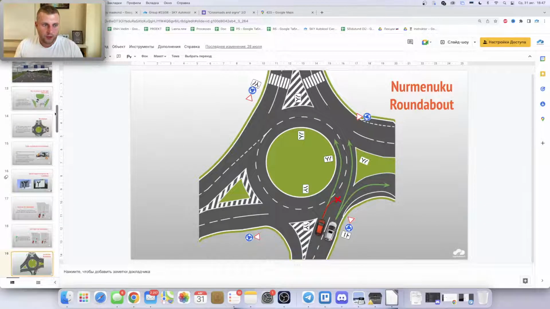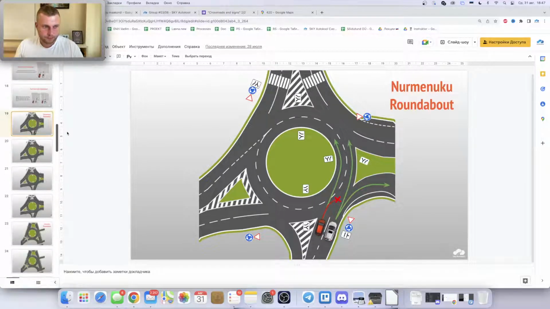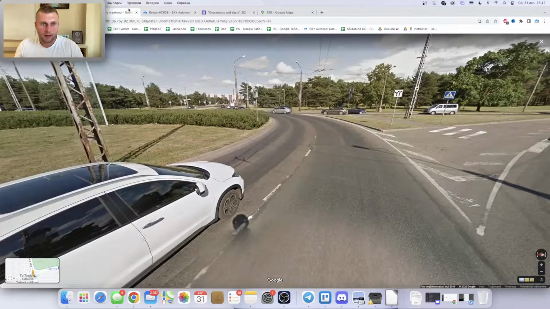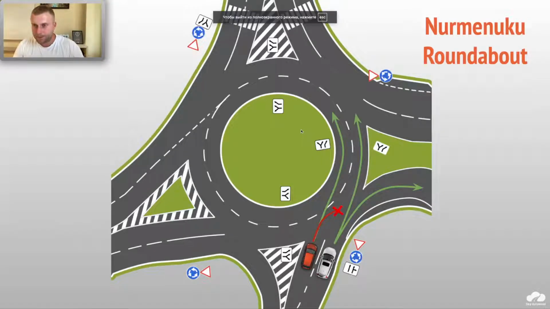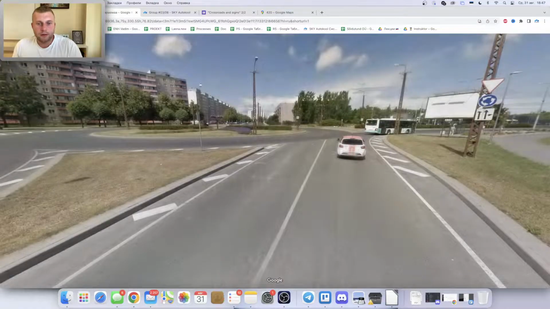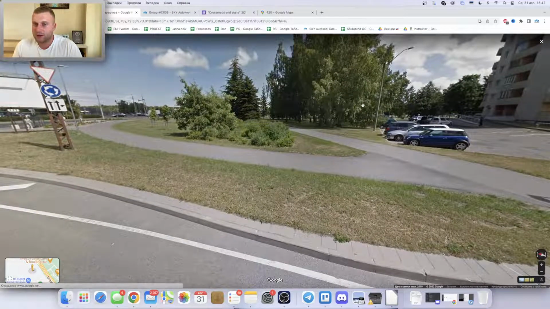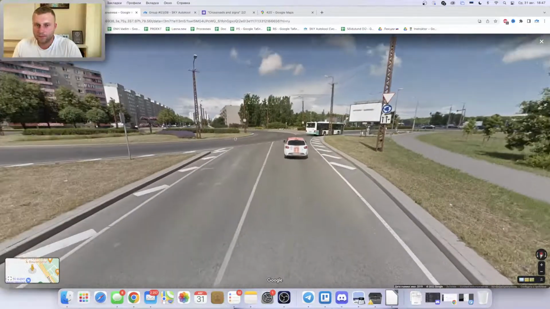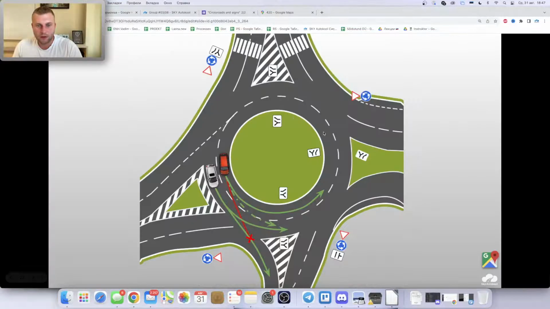So now we're going to talk about this Nurmenukku roundabout, the one located here in Uismä. I will show you the location first. This one, maybe you know. So somewhere here is the office where we are sitting now. You can even see a studying car here. So Google captured it. Yeah.